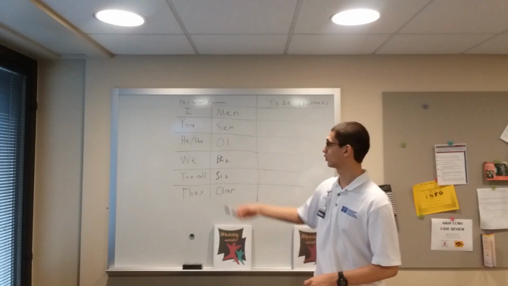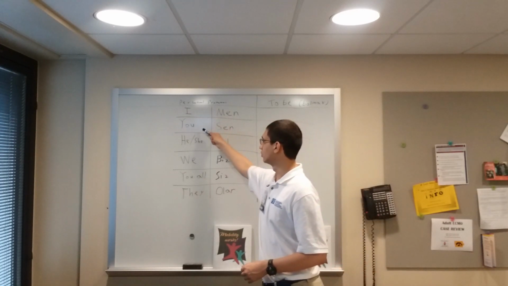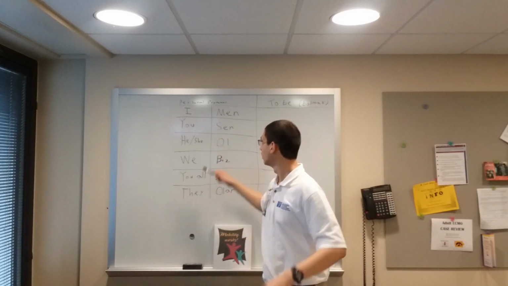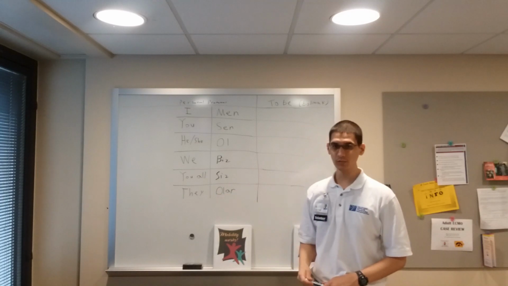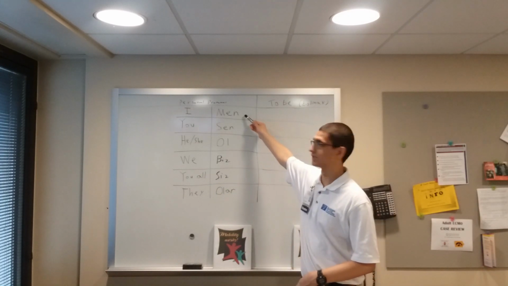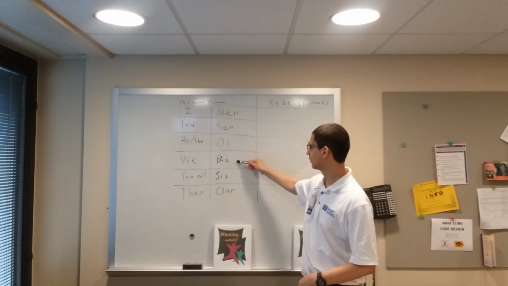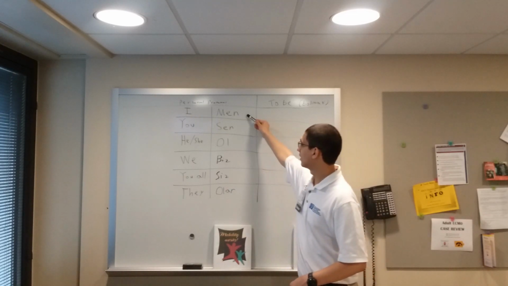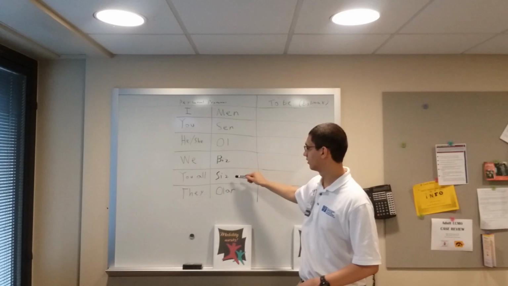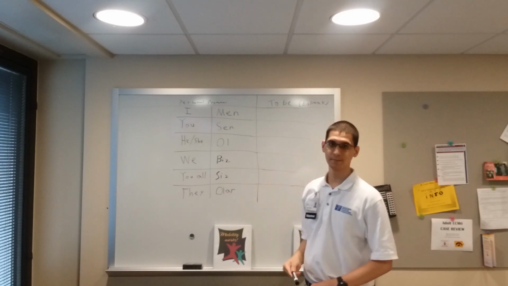The personal pronouns, of course, in English are I, you, he, she, we, you all, and they. In the Turkmen language, it's men, sen, ol, biz, siz, olar. I, you, he, she, we, you all, they.